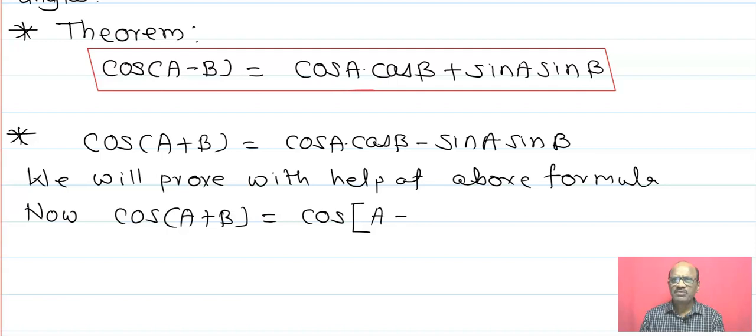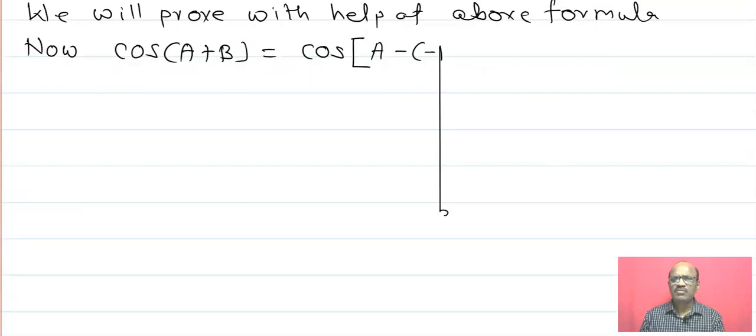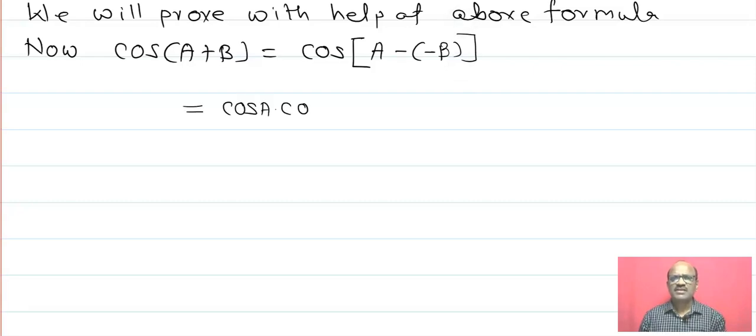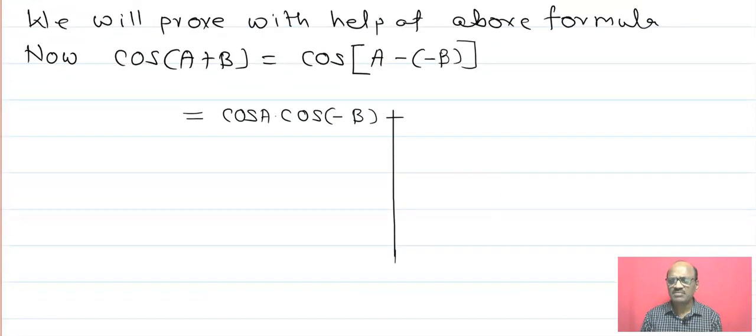Now we will prove it with the help of the above formula. Cos of A plus B is equal to cos of A minus in bracket minus B. We know the formula for cos of A minus B, and using that formula I have proved it here.